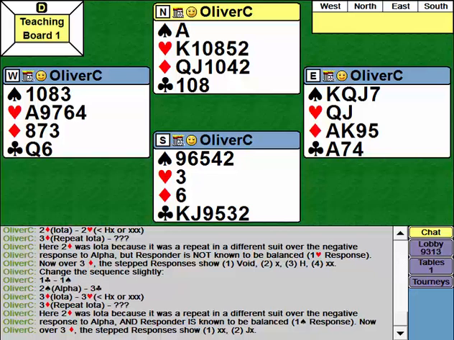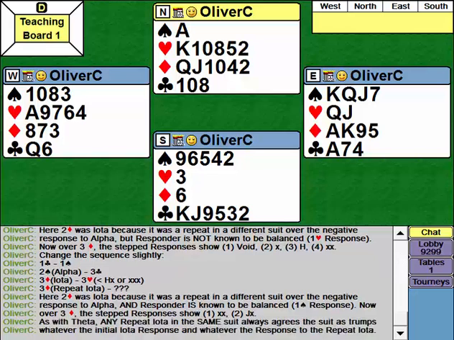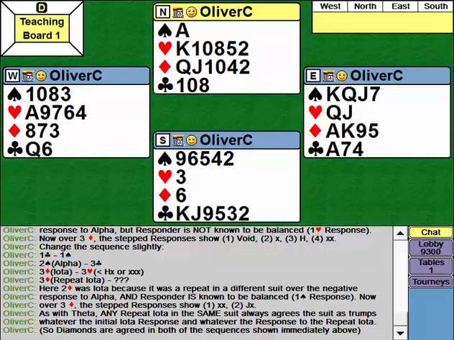So as I said before, with theta, any repeat iota in the same suit always sets the suit as trumps, whether the initial iota showed a positive response or a negative response. So in both of those sequences that I showed before, the repeat iota in diamonds set diamonds as trumps, whatever the response to that repeat iota, and whatever the response to the initial iota.